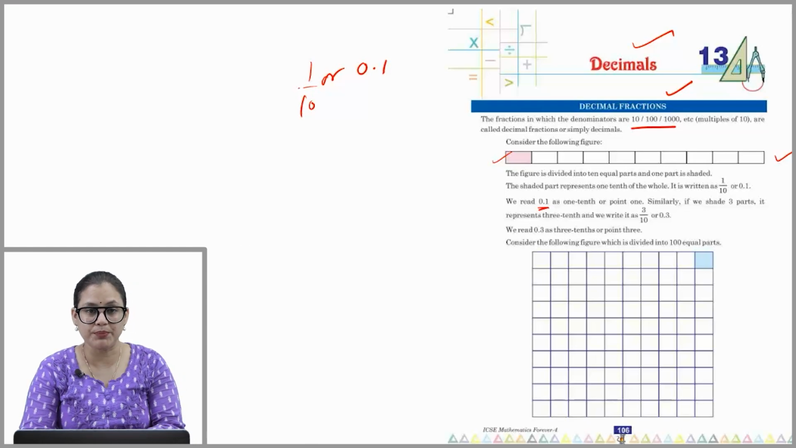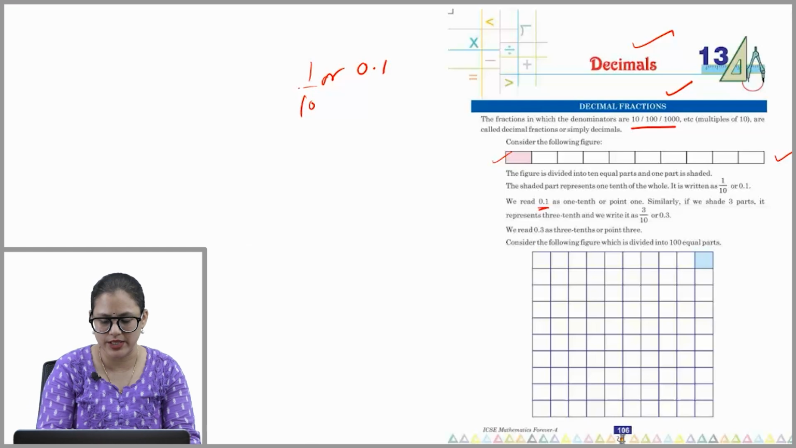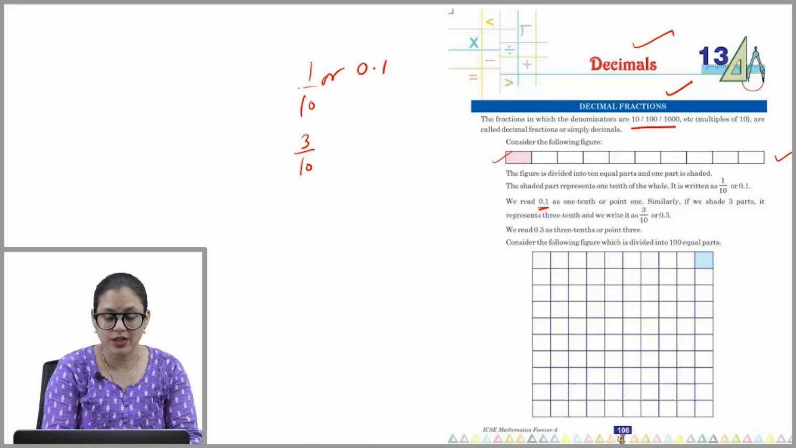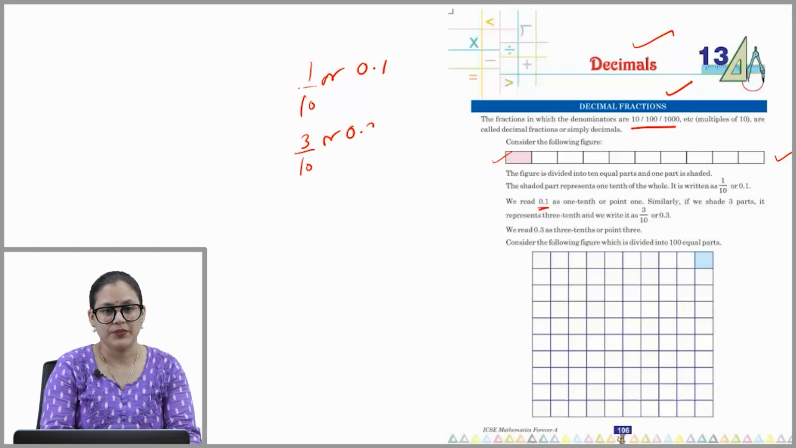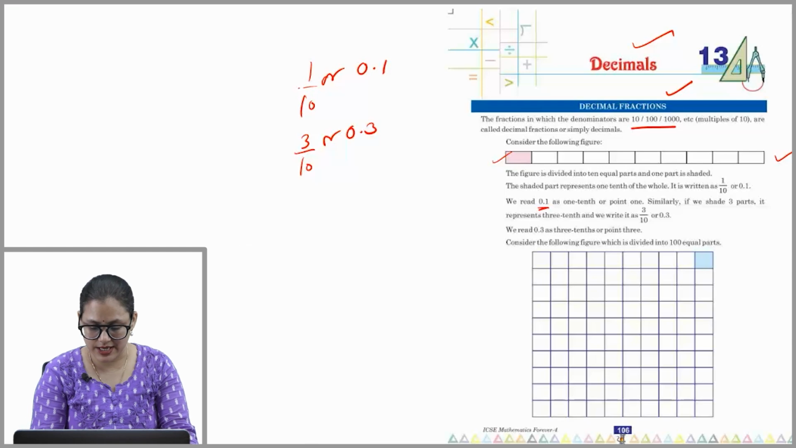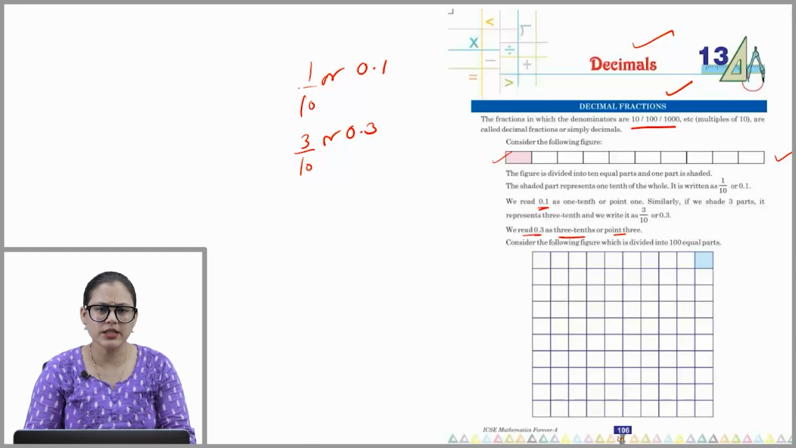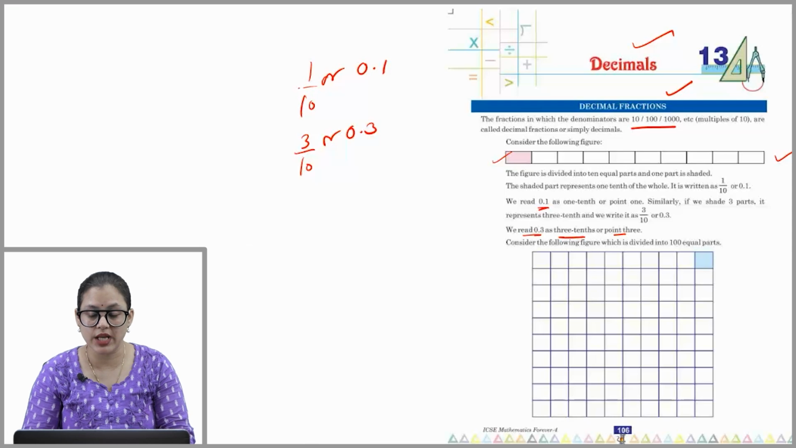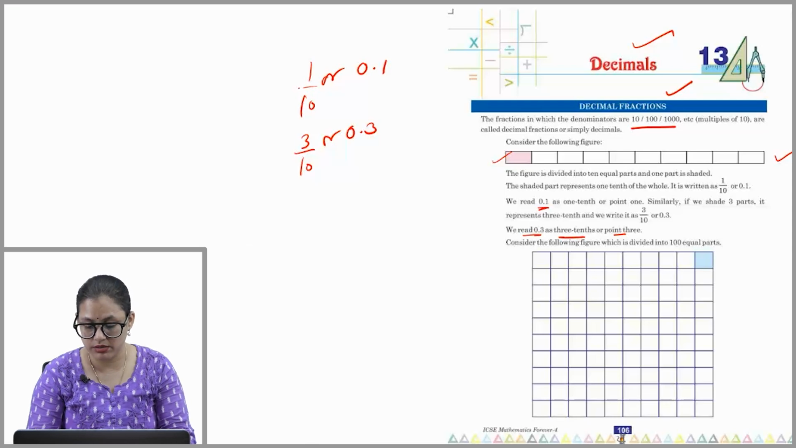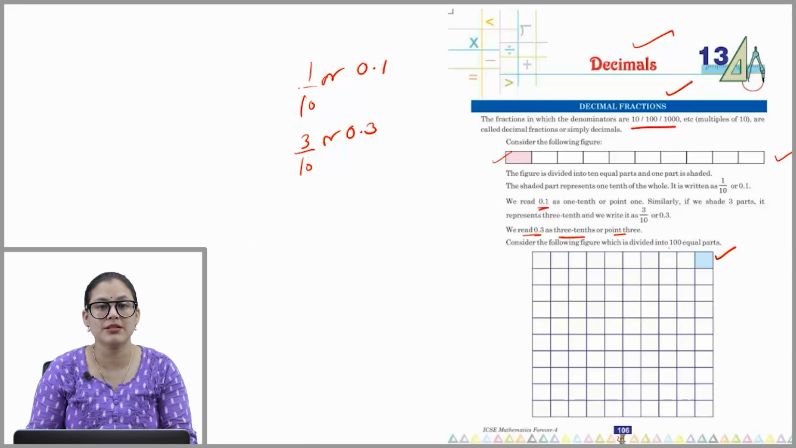Similarly, if we shade 3 parts, it represents 3/10 and we write it as 3 by 10 or 0.3. Okay, so this is read as 3/10 or 0.3. Now consider the following figure, which is divided into 100 equal parts, and out of 100 equal parts only one part is shaded.